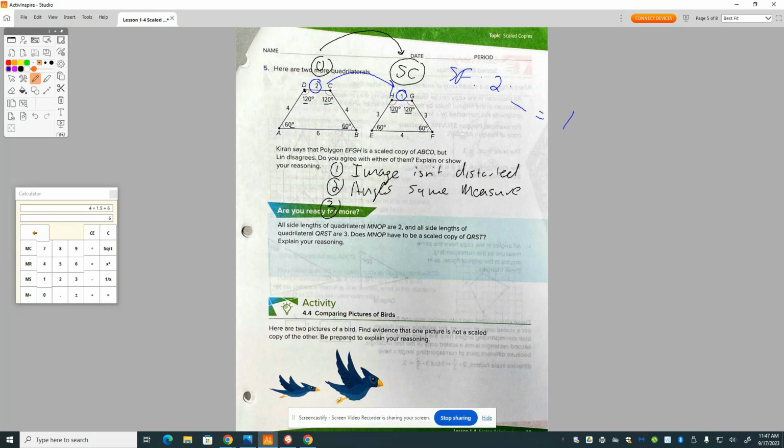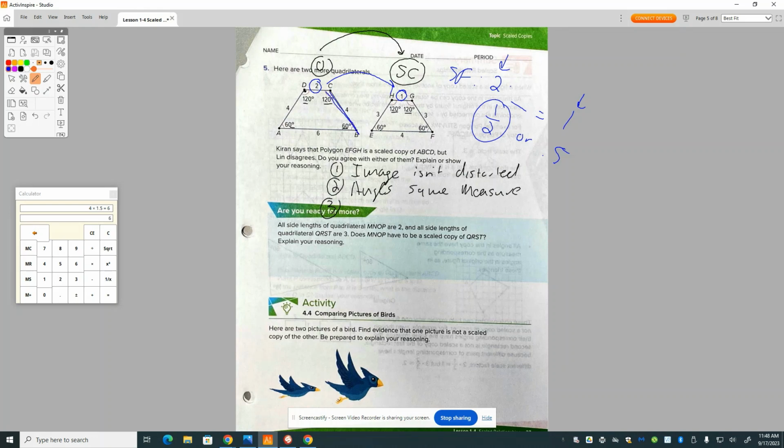Now, I'm not quite sure what multiplier it would be, so I'm going to go ahead and take my 1 and divide it by my 2. And I can see here that my response would be 1/2, or, if you like decimal form, 0.5. Now remember that every corresponding side has to be multiplied by 1/2 or 0.5. If not, unfortunately, we do not have scaled copies.